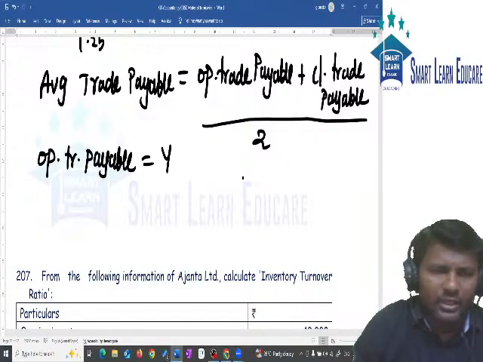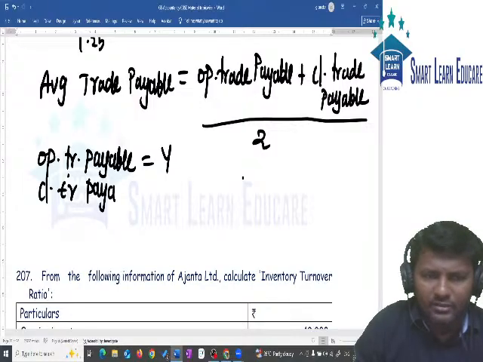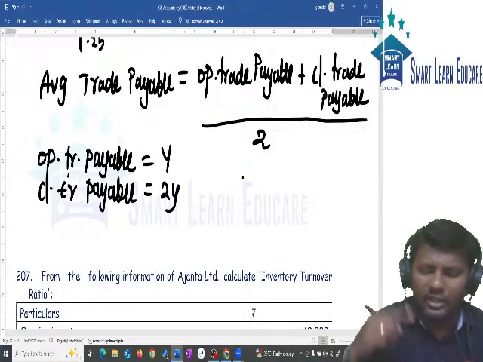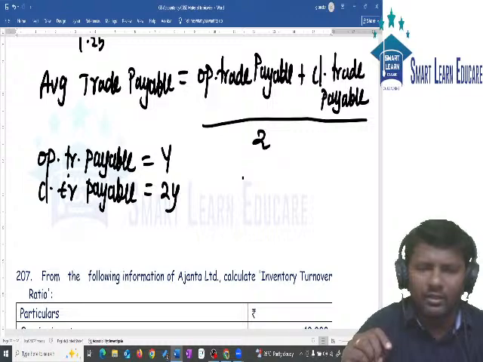Opening trade payable is Y. What is your closing trade payable? It is 2 times of Y, that is 2Y.